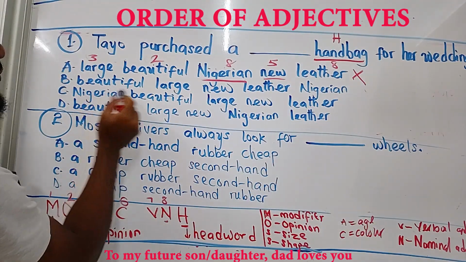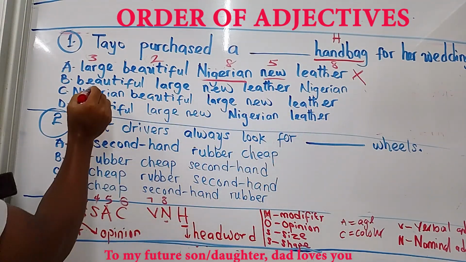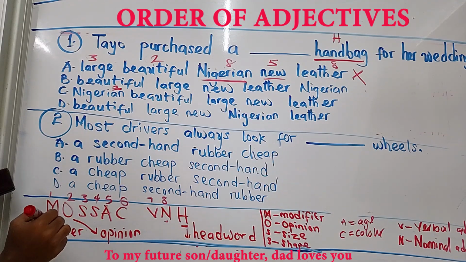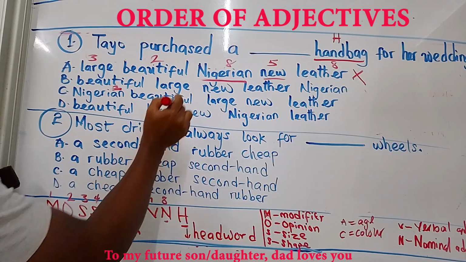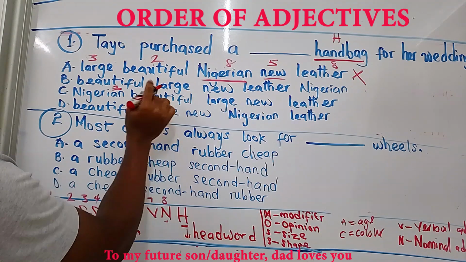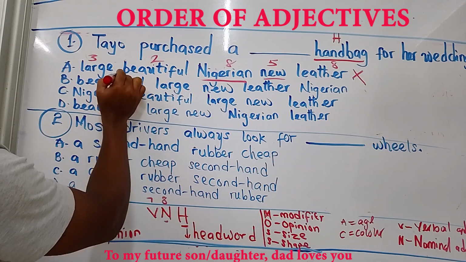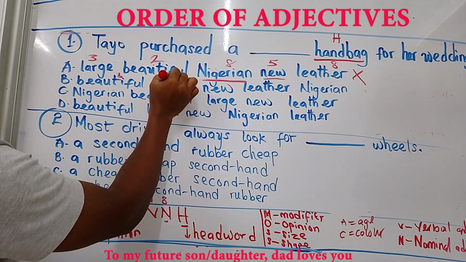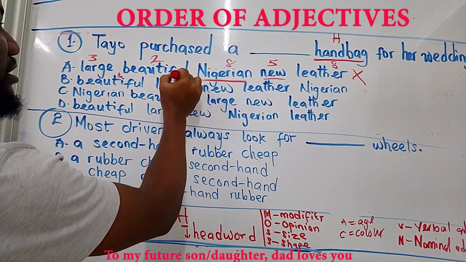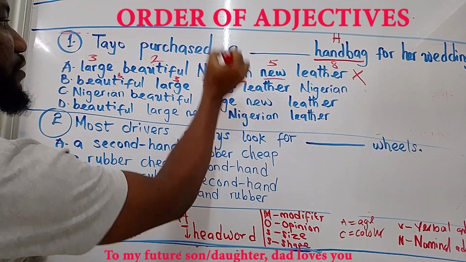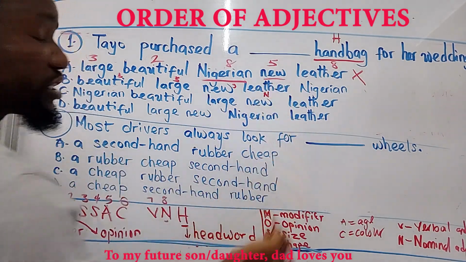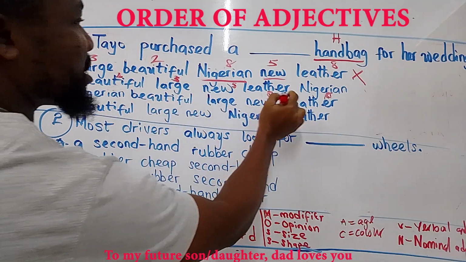Option B, we have beautiful, large, new, leather, Nigerian. Beautiful is opinion, that is 2. Large is size. Size is 3. Okay, let's do it this way. This one is 2. This is 3. New is talking about age, and that is 5. Leather is still talking about N, which is nominal adjectives. That is the material. And then we have 8.